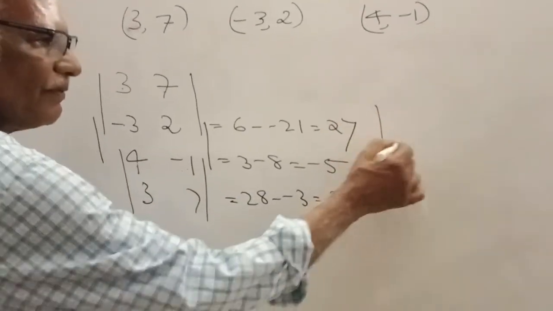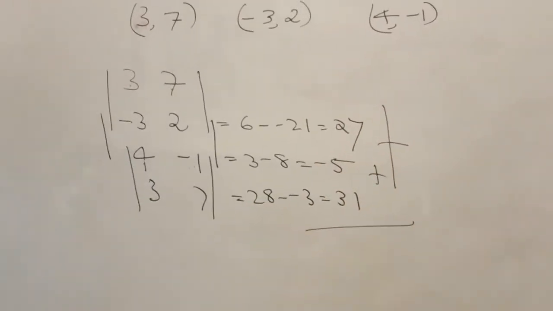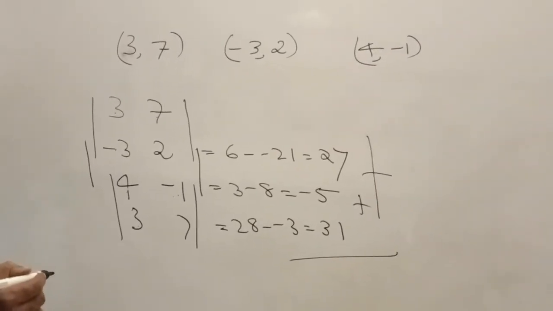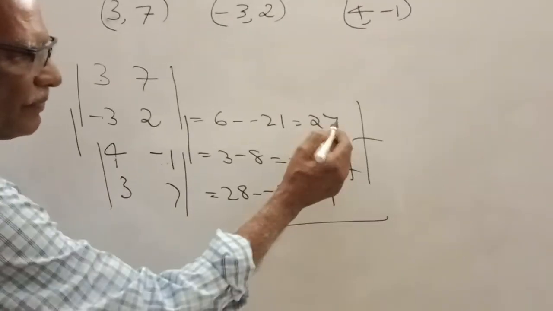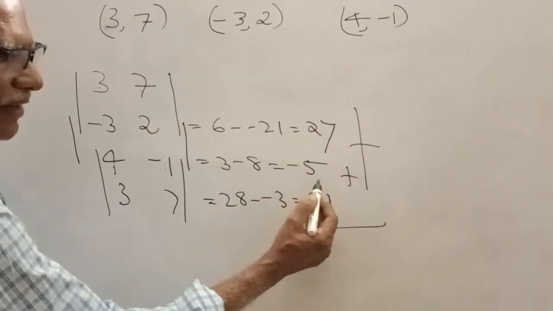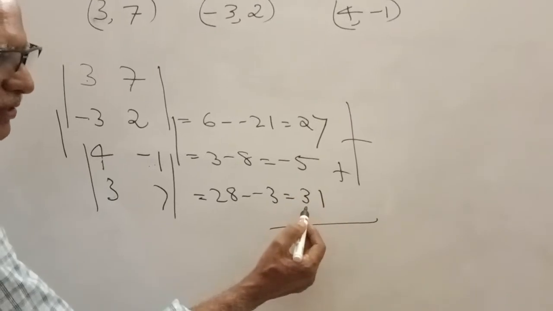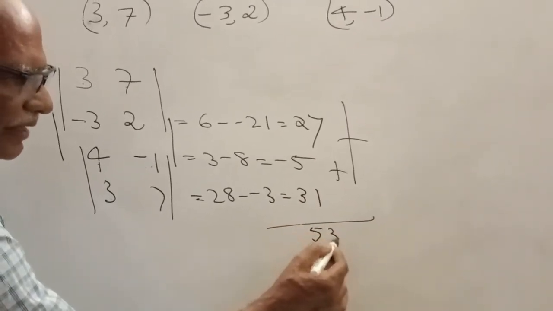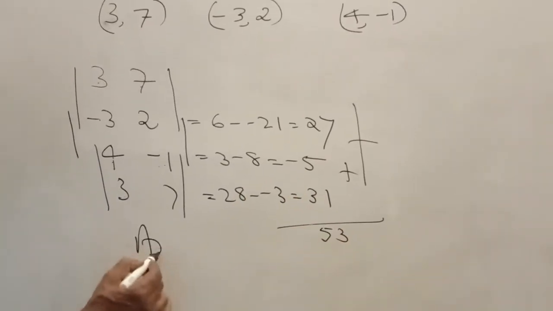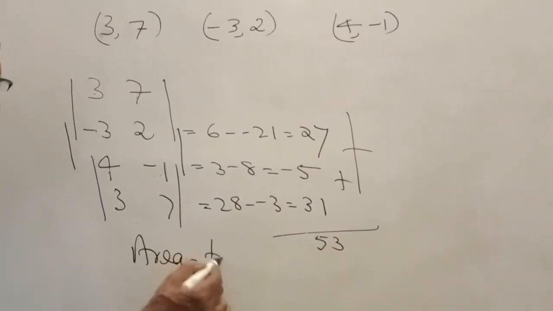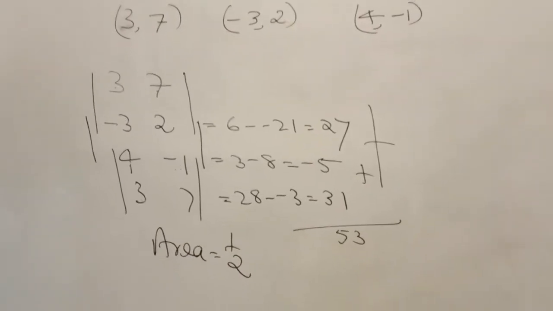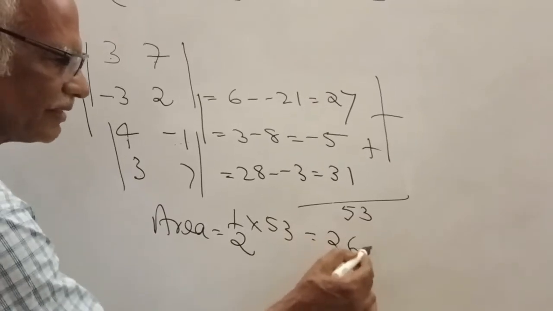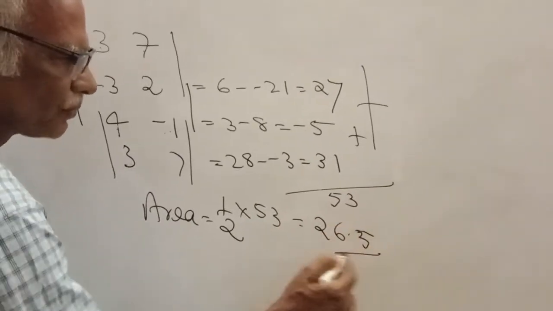Now when you add these, 27 minus 5 plus 31. You will see 27 take away 5 is 22. 22 plus 31 is 53. And for area, that half is a factor always. Half into 53, or it is 63.5 square units.